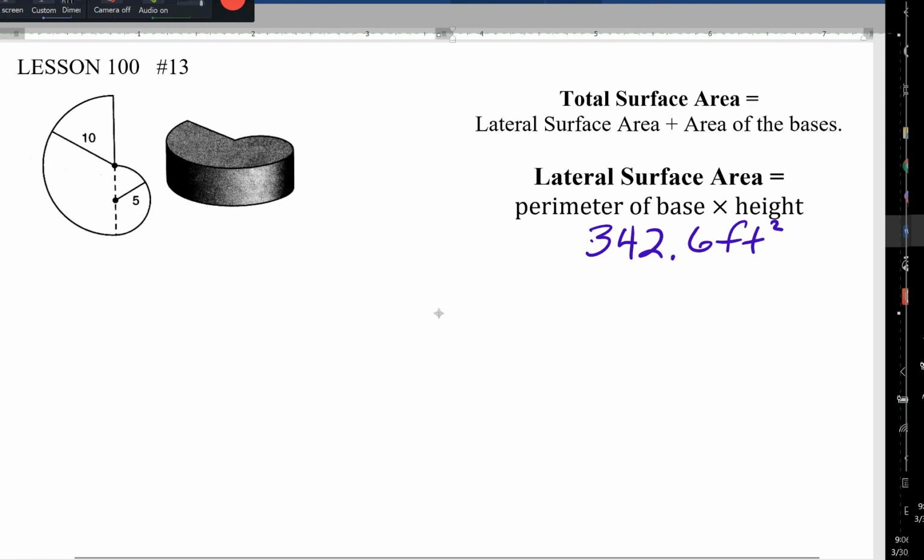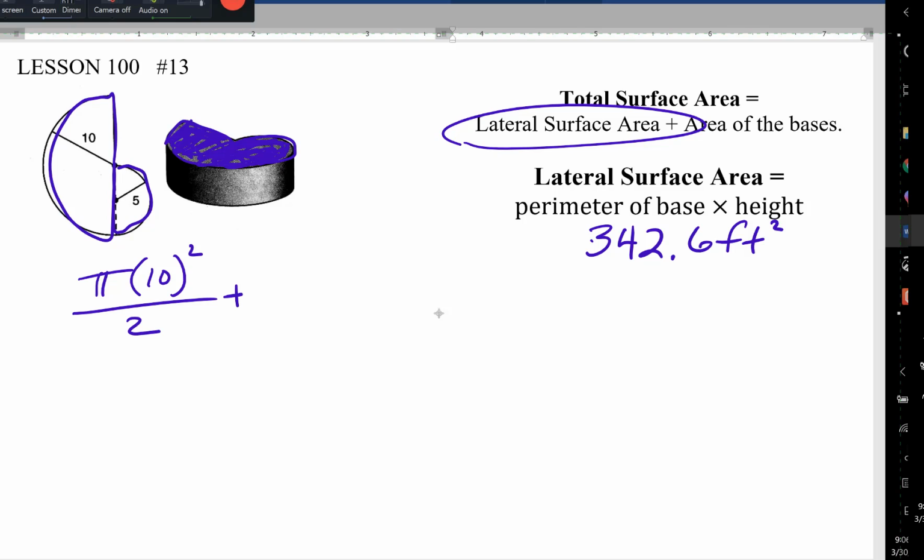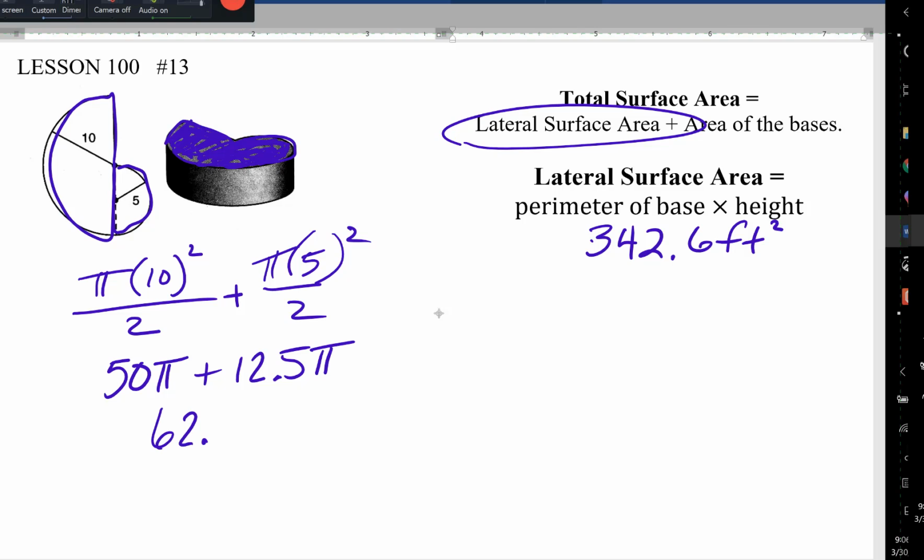So that we've got that part of our total surface area, and now we need to add the area of the bases. This is the area of the base, this whole top and the bottom that we can't see. To find the area of that, we find the area of these two semicircles. The area of a semicircle is pi r squared over 2. So the big semicircle is going to be pi times 10 squared over 2. And then the little semicircle is pi r squared over 2 because it's just a semicircle, not a whole circle, remember. So pi times 5 squared over 2. That's 100 pi over 2, which is 50 pi. And then this is 25 pi over 2, which is 12.5 pi. And when we add that together, we get 62.5 pi.